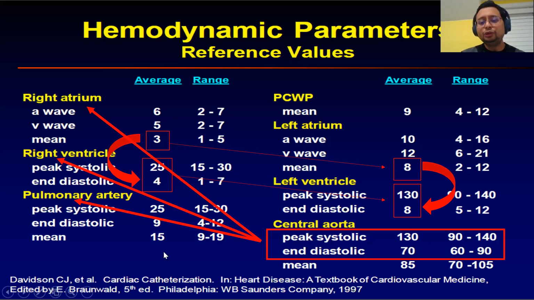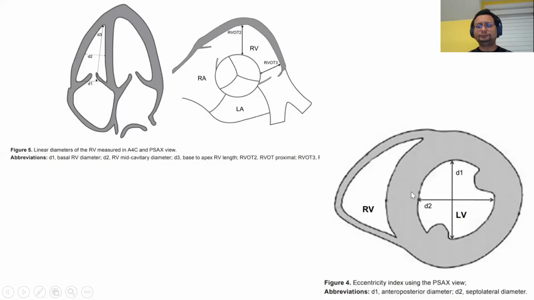Okay, I just wanted to show you as well, in the absence of pulmonary stenosis, the right ventricular systolic pressure is the same as pulmonary arterial systolic pressure. In the absence of aortic stenosis, the aortic systolic pressure is the same as left ventricular systolic pressure. Okay. Now we're going to go into measurement or dimension of the right ventricle.